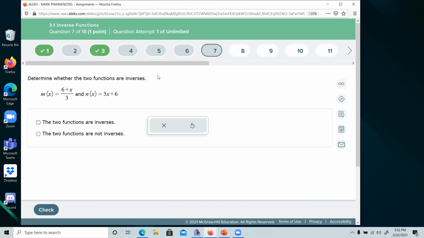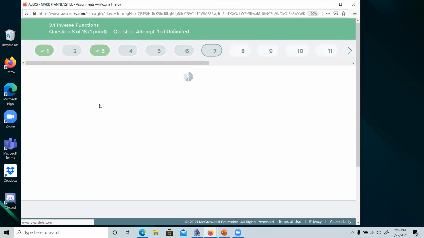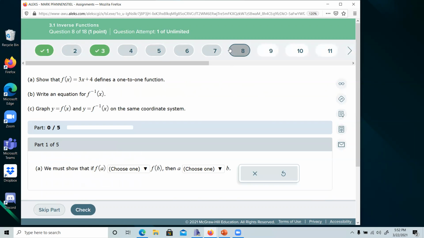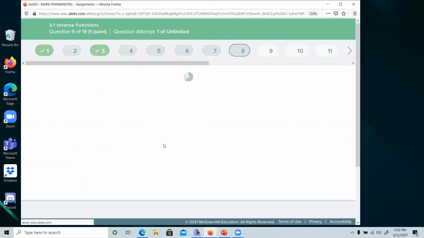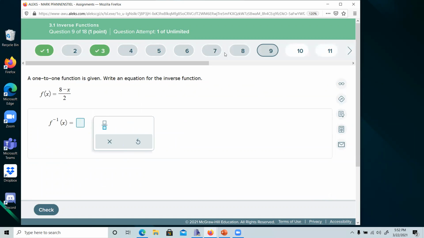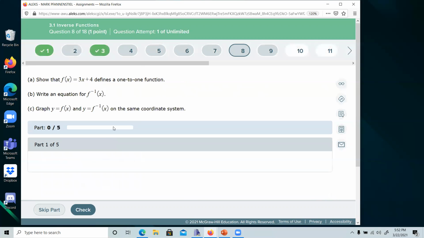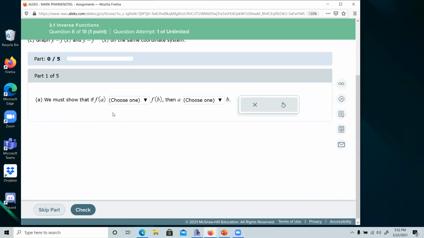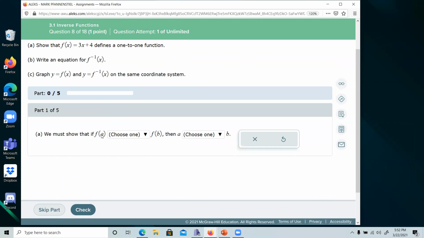I think we'll just see if we can find one that's okay. Checking to see if they're inverses. We did that. We'll check one. When I find one that's not a line, we'll do that one. Actually, that one had us graph it. Let's just take a look at this one. I think they're going to make us graph it.